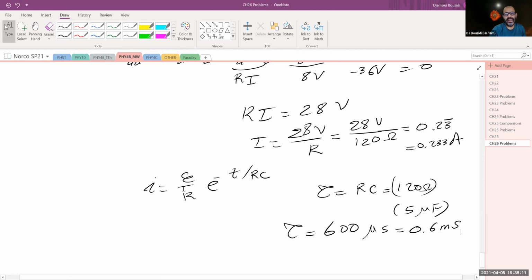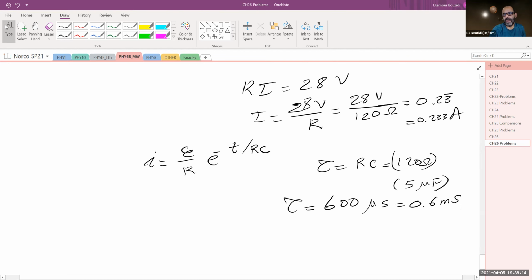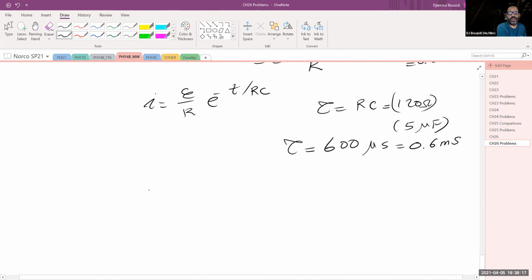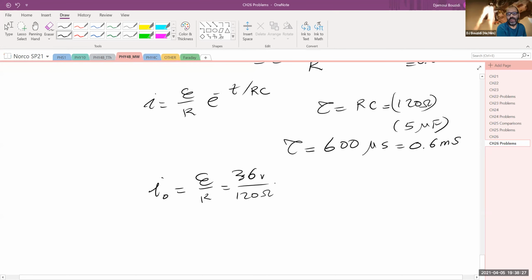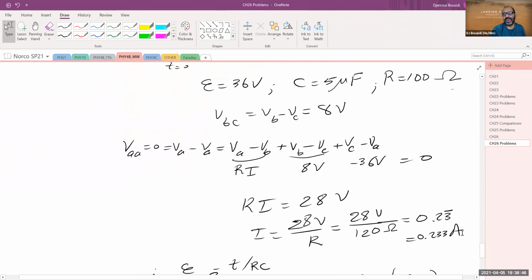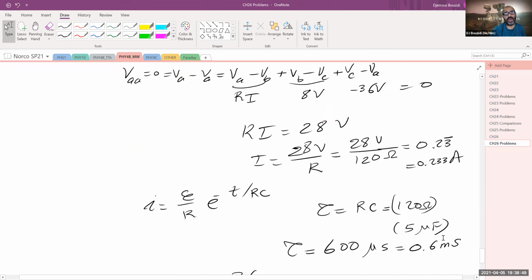Initially, I is equal to epsilon over R. So I naught in the beginning is epsilon over R, and epsilon is 36 volts divided by 120 ohms. And that is equal to 0.3 amps. So initially it was charging at 0.3 amps, and then after I wait a certain amount of time, the rate drops to 0.23 amps. It's going to go to zero ultimately.